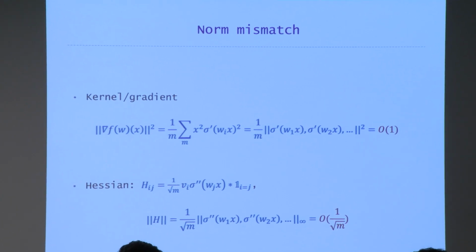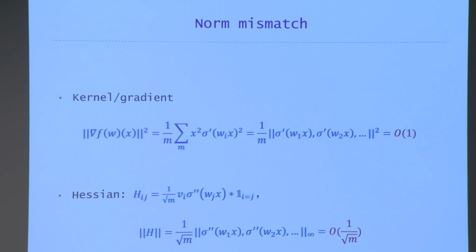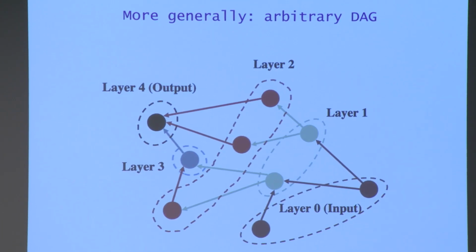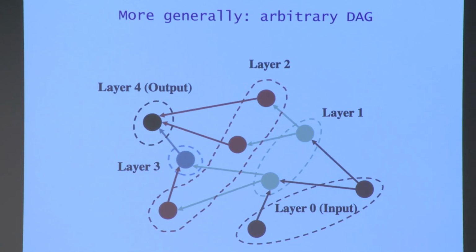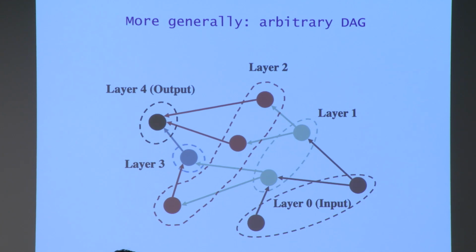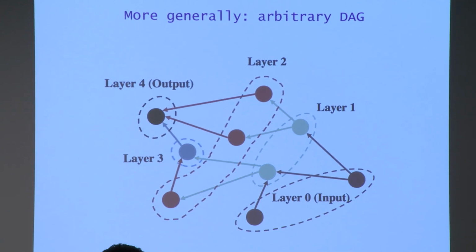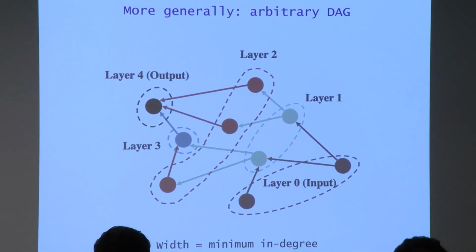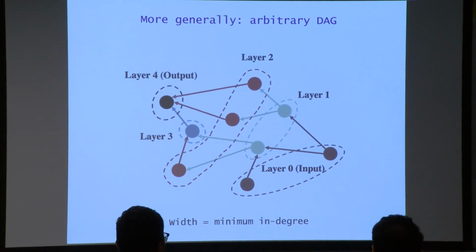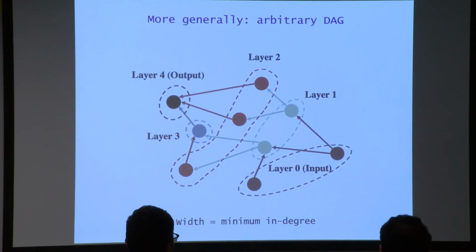And maybe I will very briefly describe this very recent work. You can actually take it more general, for arbitrary directed acyclic graphs. So you can think of an arbitrary neural network. And what is an arbitrary neural network?